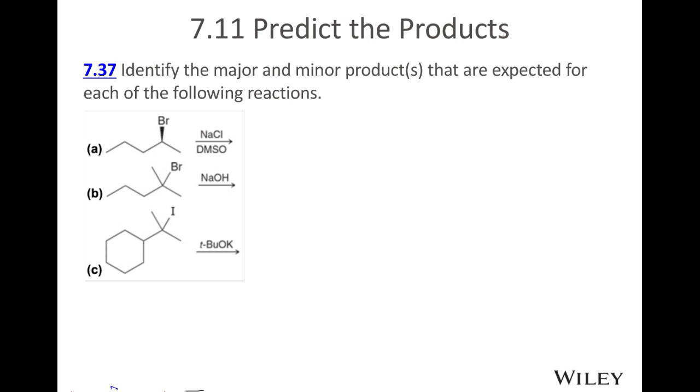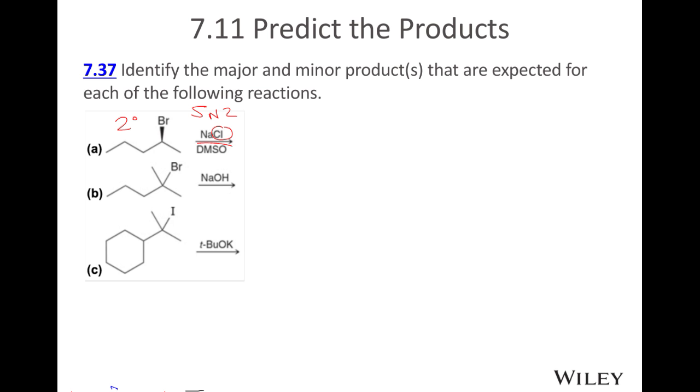Question 7.37 says, identify the major and minor products that are expected for each of the following reactions. So if we take a look at the first reaction, we have a secondary alkyl halide. We have chloride, which is a weak base, strong nucleophile. So therefore we would predict an SN2 mechanism.